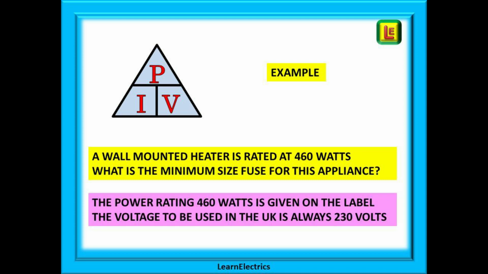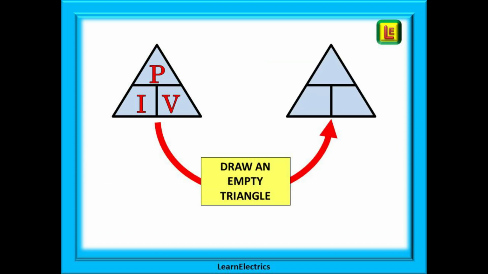So, the power rating was found on the rating plate, and the voltage to use in calculations in the UK is 230 volts. Yes, we know it's not 230 volts when you measure it, but for calculations we always use 230 volts. At Learn Electrics, we always teach the following method, and myself personally, I still use this method after more than 40 years in the trade.